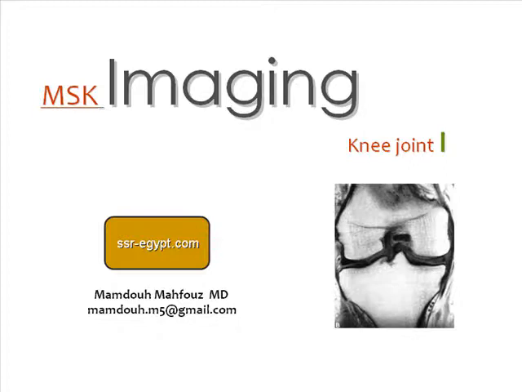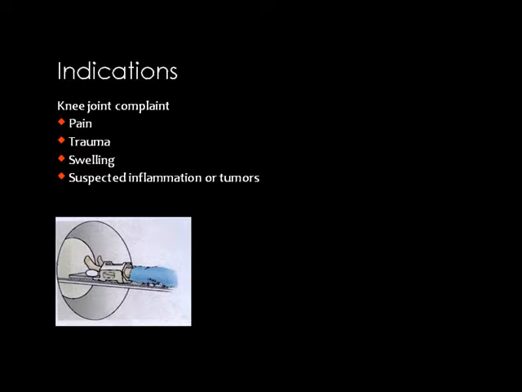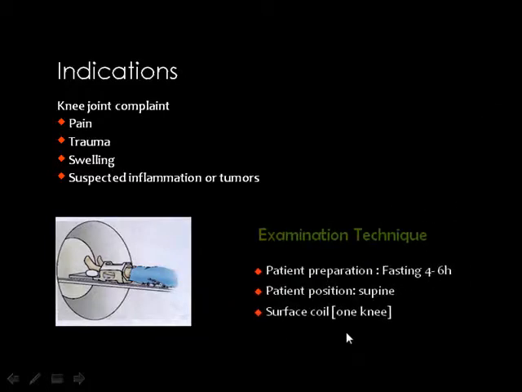Then we are going to talk about the imaging of the knee, and first I will give you some idea about how to examine the knee by MRI. These are usually the indications: the presence of pain, history of trauma or swelling, or suspected infection or tumors. And in order to examine the knee by MRI, you should use the surface coil. The surface coil is put very close to the part to be examined, and the ideal surface coil does not move with respiration.